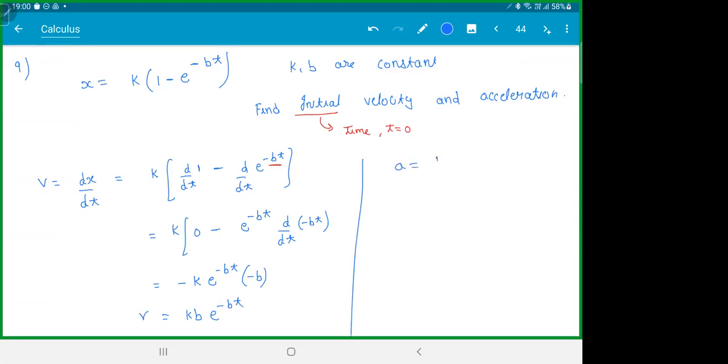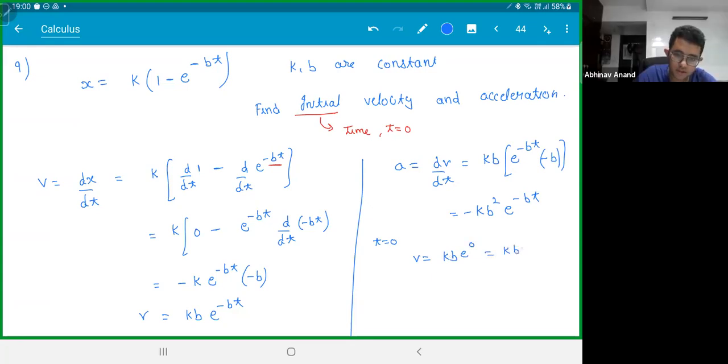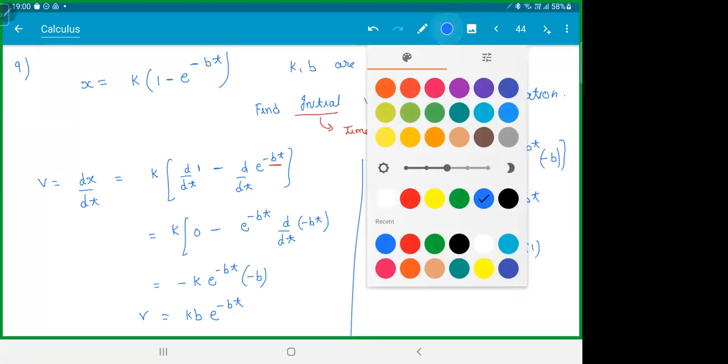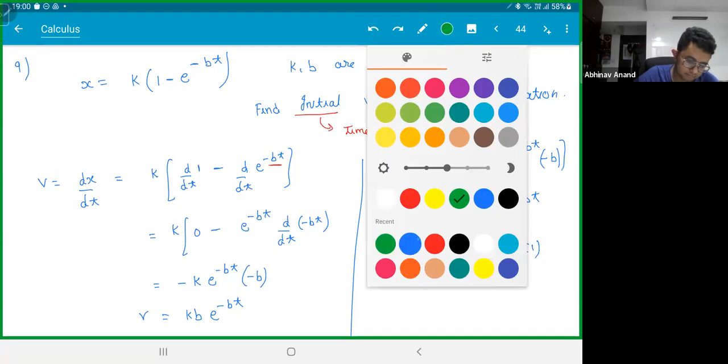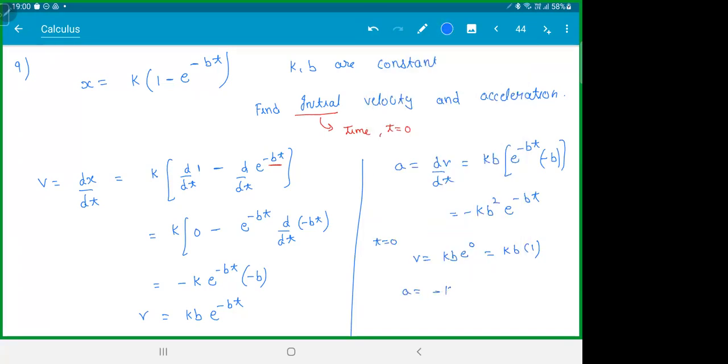You want acceleration, differentiate dv by dt. That will be k into b, e power minus bt, then differentiate again, that minus b, you will get one more minus b here. So minus kb square e power minus bt. So at t = 0, velocity will be k into b, e power 0 is 1. So over here, why do we differentiate bt again? It is not e power x, it is e power some function, right? Okay. So chain rule. And acceleration will be minus kb square. Check your answers. Once you got that, you just need to put t = 0 there.